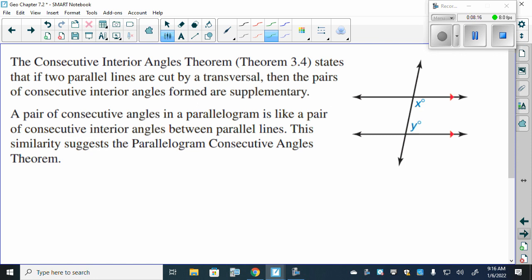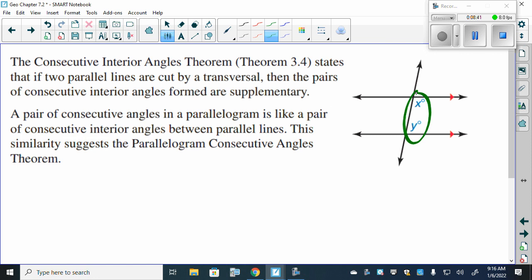Now the next part here, the consecutive interior angles theorem, states that if two parallel lines are cut by a transversal, then the pair of consecutive interior angles formed are supplementary. Well, we went over this last year when we talked about alternate interior, alternate exterior, consecutive interior angles. We talked about this at the same time.